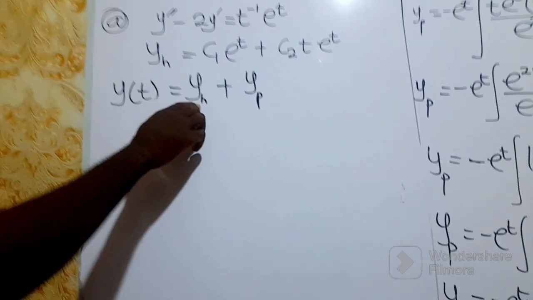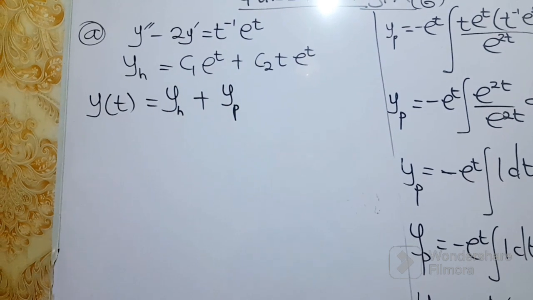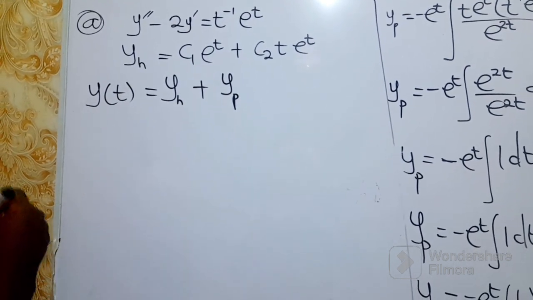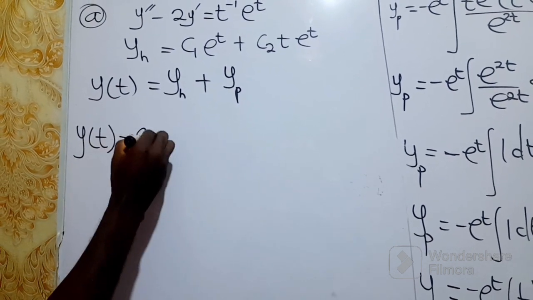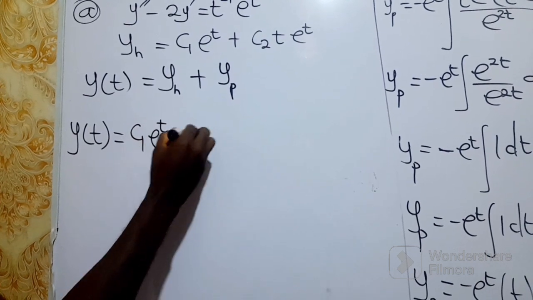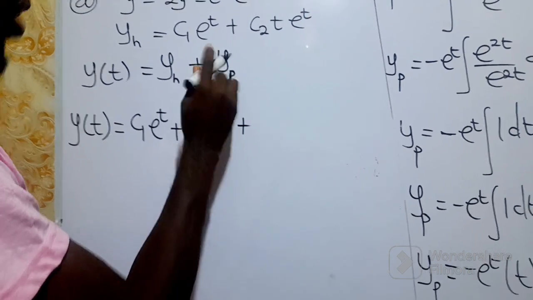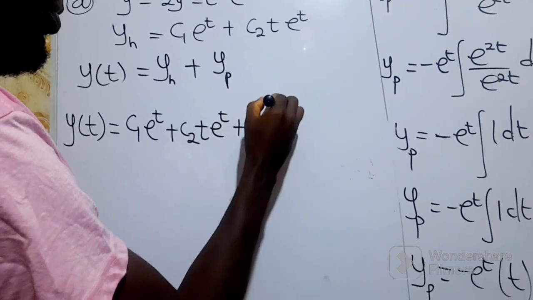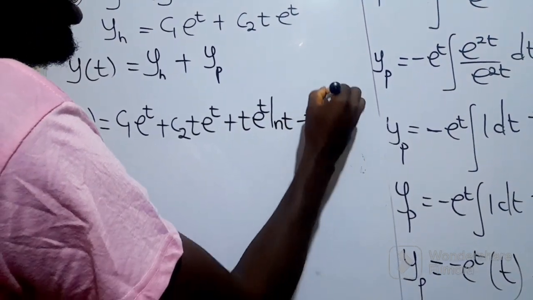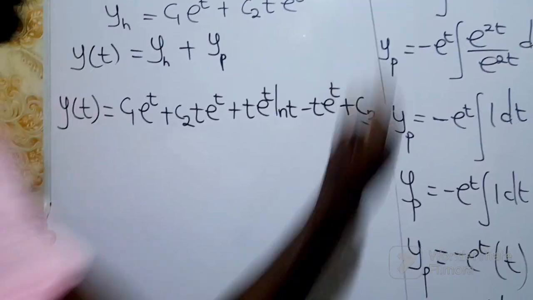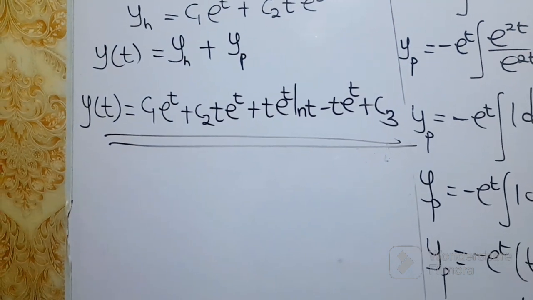So we know the solution to the homogeneous side, which is given to us in the equation. Now we have found the solution to the non-homogeneous side. We bring them together using the principle of superposition. So our y of t will be equal to c1 e exponent t plus c2 t e exponent t, then plus y of p, which is t e exponent t ln t minus t e exponent t, then plus our C3. Then this becomes our general solution to the differential equation.